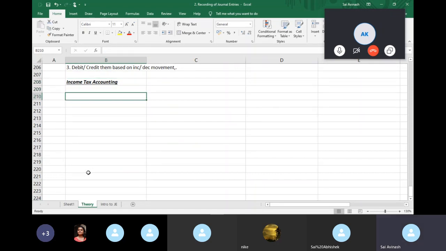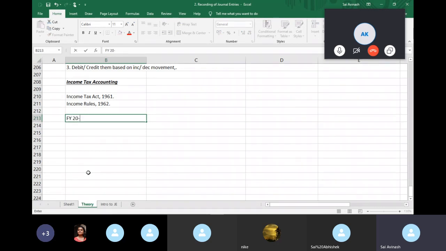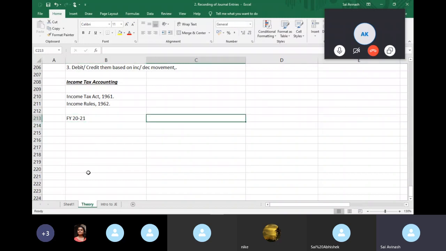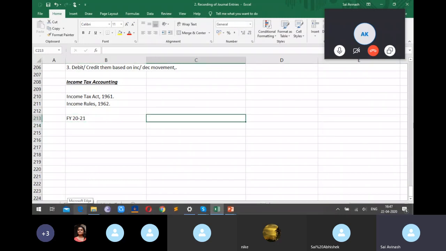Okay. So I'll just give you a very basic idea about how the Indian government and the income tax works. Income taxes are levied by the government based on the Income Tax Act 1961, and we have the income tax rules 1962, right? So for income tax, there are two ideas, okay? Right now we are in financial year 2020-21. So what is today's date? Today is 22nd April, right?